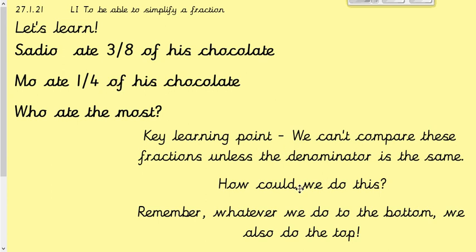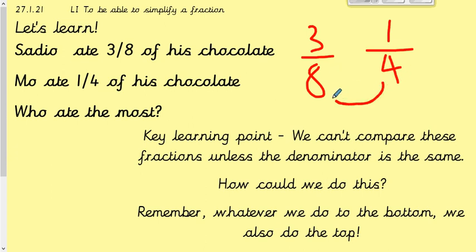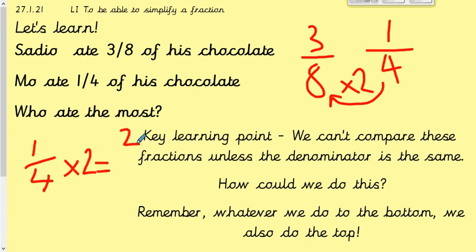So using yesterday's learning, how could we do this? Let me just write them down. We have 3/8 and 1/4. How could we make these the same? Have a look at these. What do you do to 4 to get to 8? Times it by 2. So I'm going to times 1/4 by 2, which will give me 1 times 2 is 2, 4 times 2 is 8, 2/8. Okay, now we can compare them to see who ate the most chocolate.